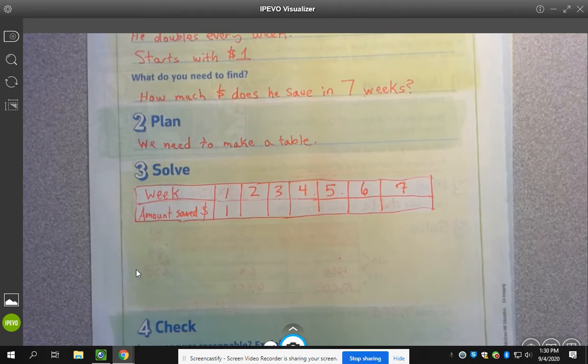Now what does it do? It says in the question, Nestor is saving money to buy a new camping tent. Each week he doubles the amount he saved the previous week. So what do you think? What do you think it's going to do week 2? 3. Is that doubling?